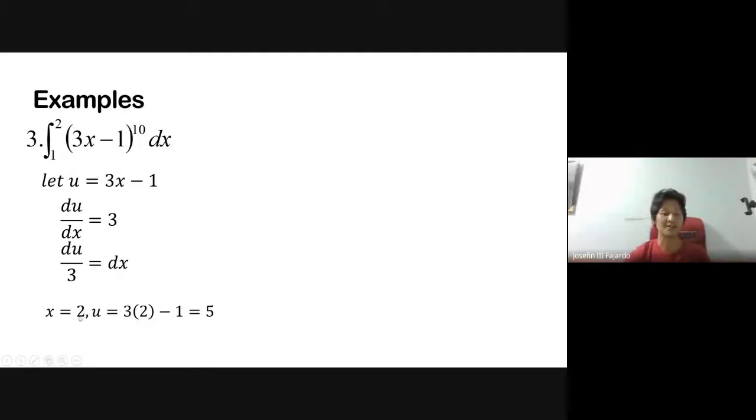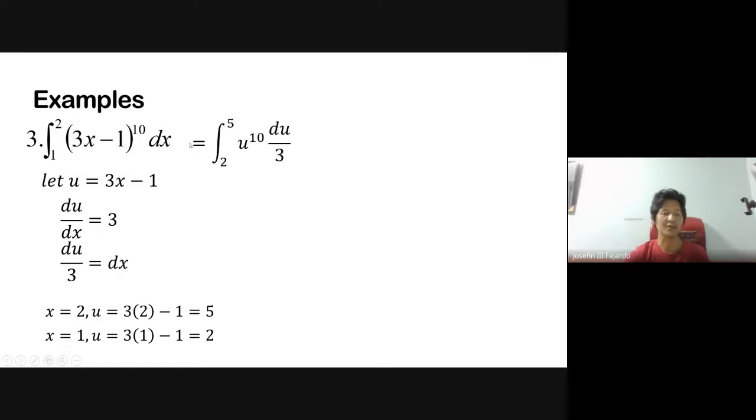So when x is 2, for example, 3 times 2 minus 1 would be 5. So when x is 2, ang corresponding value ng u niyan will be 5. And then when x is 1, the corresponding value naman yan will be 2. So ang mangyayari, instead of 1 and 2, ang magiging bagong lower and upper bounds natin will be 2 and 5 respectively. Then 3x minus 1 is u, so papalitan natin ito ng u, and then dx papalitan natin ng du over 3.